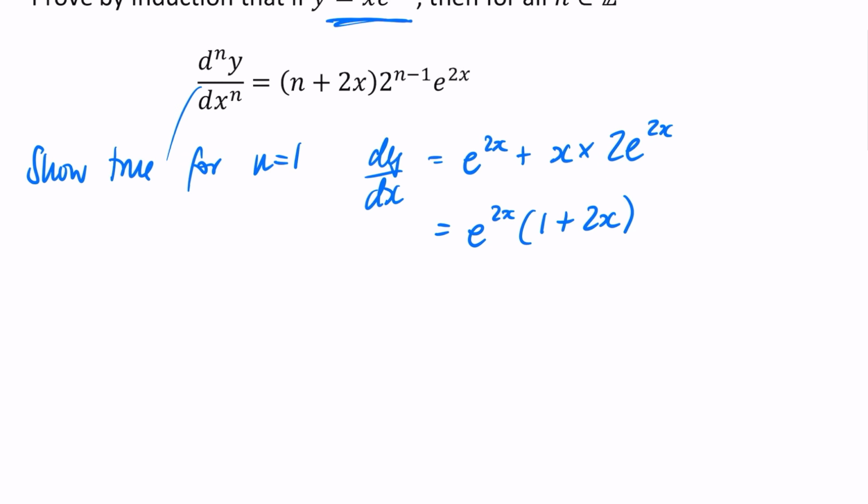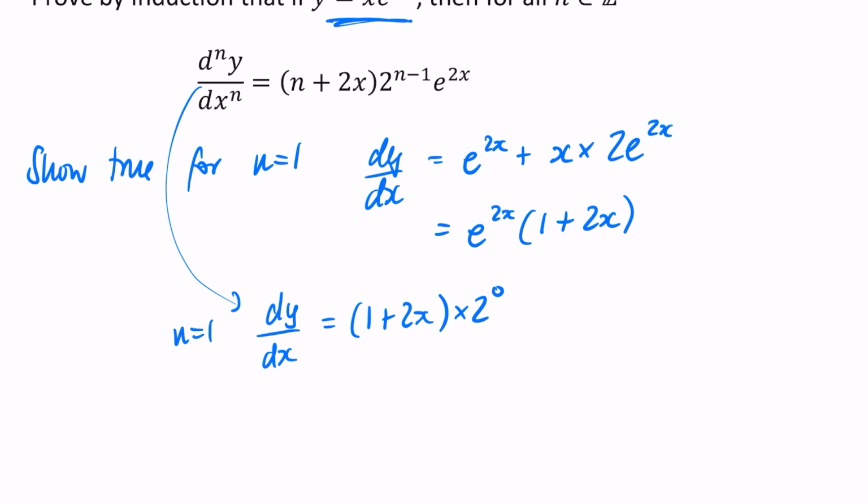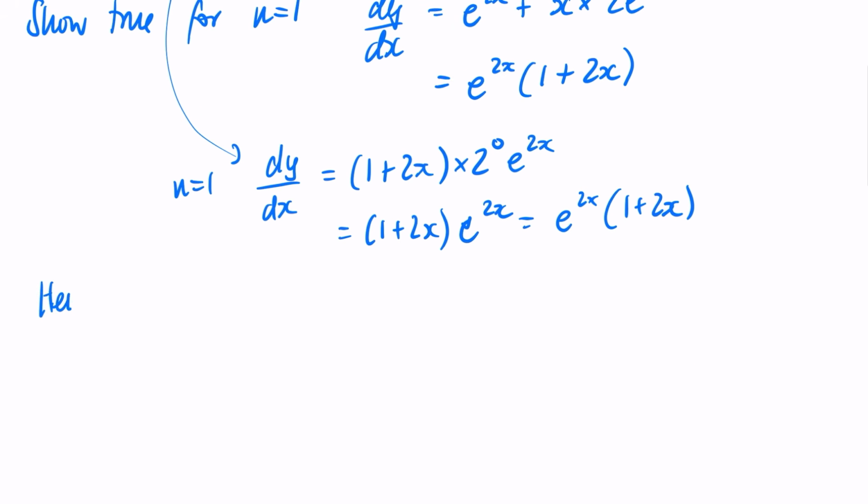And then from the formula that we've got, if I was going to use the formula, this is dy by dx, where n is equal to 1. It would be 1 plus 2x times by 2 to the power of 0 e to the 2x, which is 1 plus 2x e to the 2x, which is the same thing that I've got here. I don't know why I felt the need to write it the other way around, just to make it extra clear it's the same as this. So I will say, hence, it is true for n equals 1.